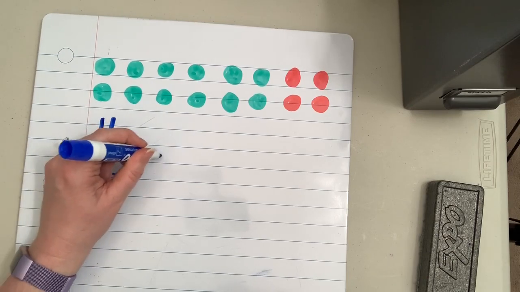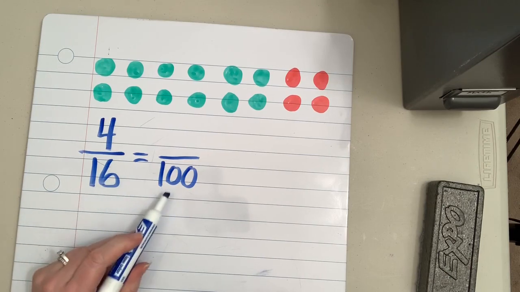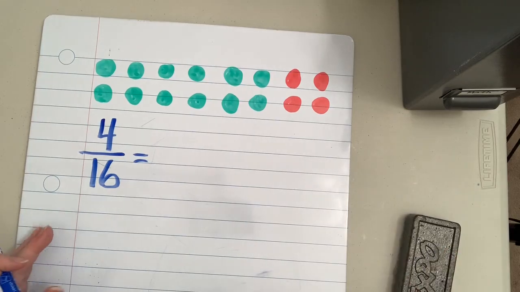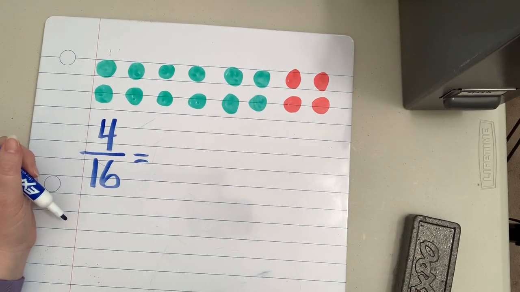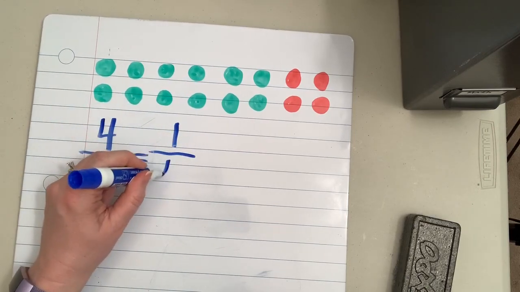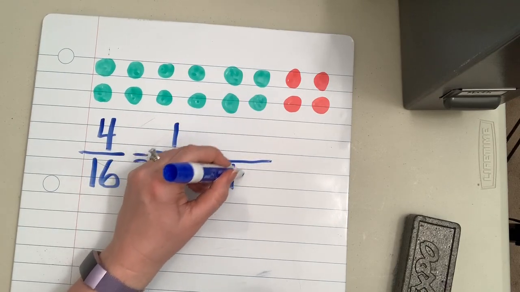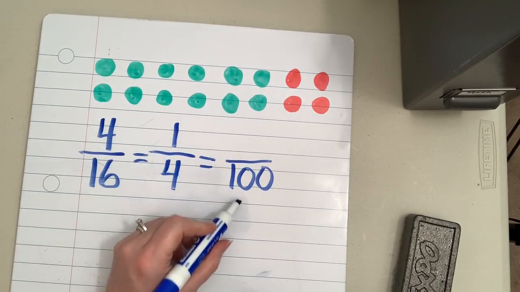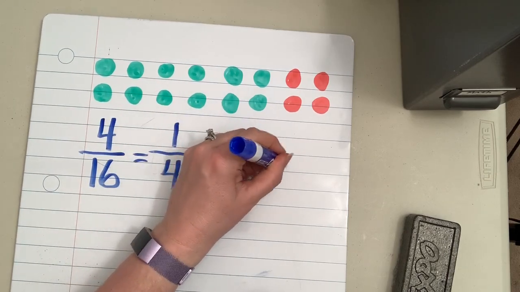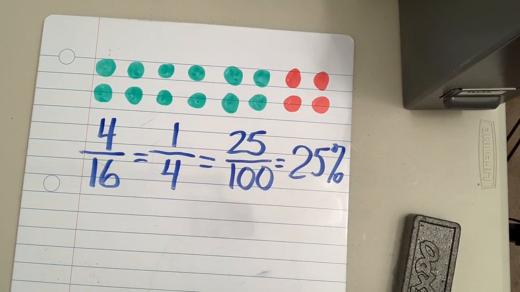Now, if we want to convert that to a percent, it doesn't work well because you can't do 16 times something to get to 100. So what you need to do is reduce this to lowest terms first. So 4 goes into 4 one time, and 4 goes into 16 4 times. Now we can convert it to a percent. As you can see, 4 times 25 and 1 times 25. So what would we say? About 25% are red.